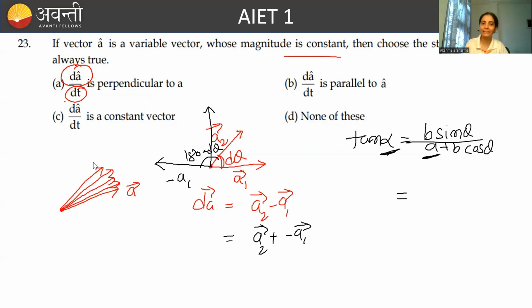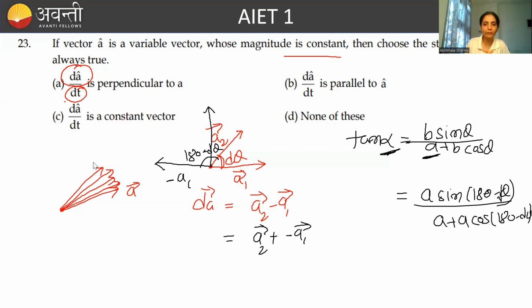Because the magnitudes mod a1 and mod a2 are the same, let's take that as equal to a. Instead of taking b as a1 and a as a2, I am going to take their magnitude as a. So here you will be writing a sin(180 minus d theta) divided by a plus a cos(180 minus d theta). And you already know that sin(180 minus theta) is sin theta, and cos(180 minus theta) is minus cos theta. So here we can write a sin d theta divided by a minus a cos d theta.